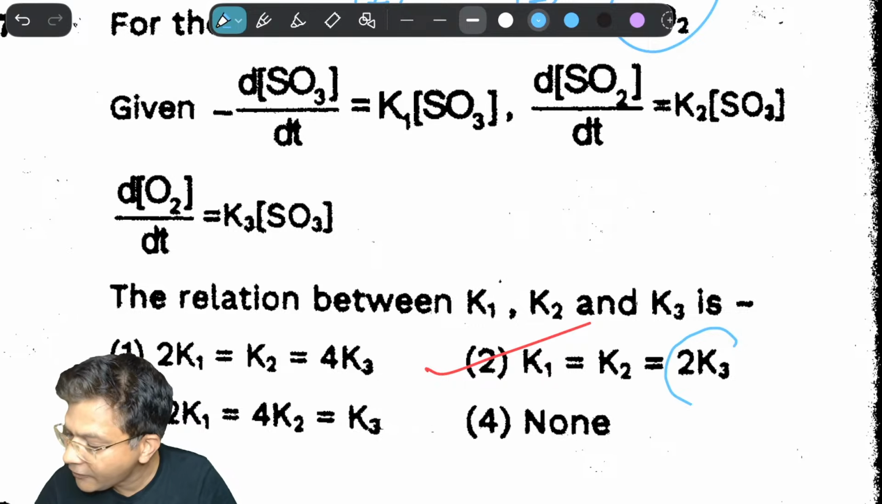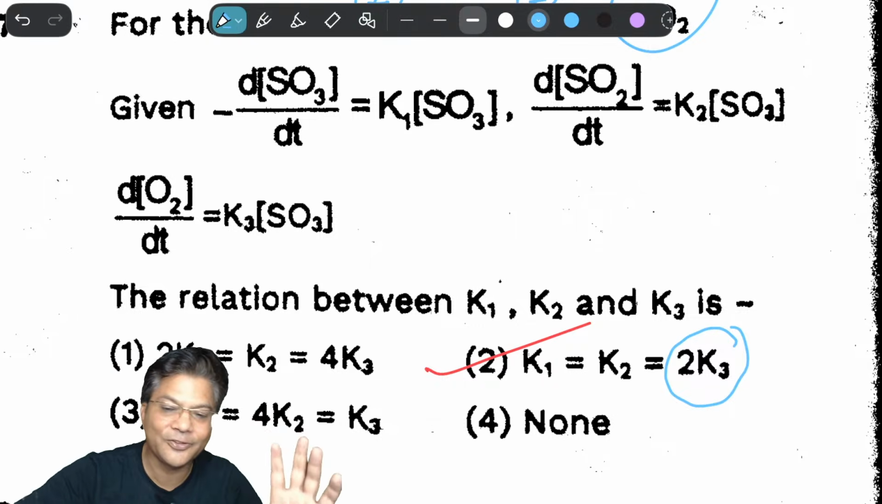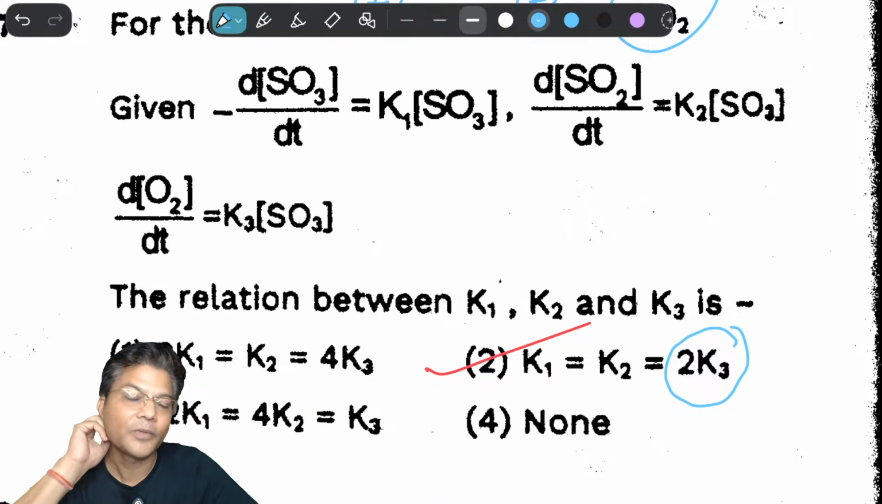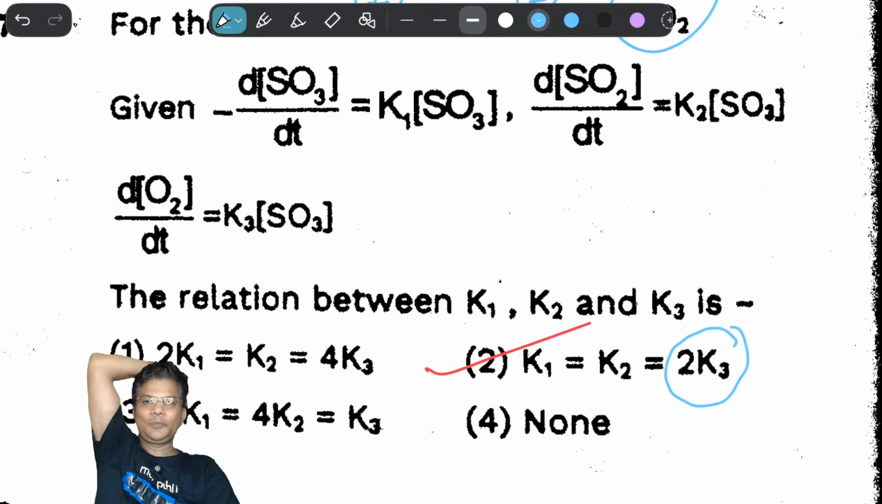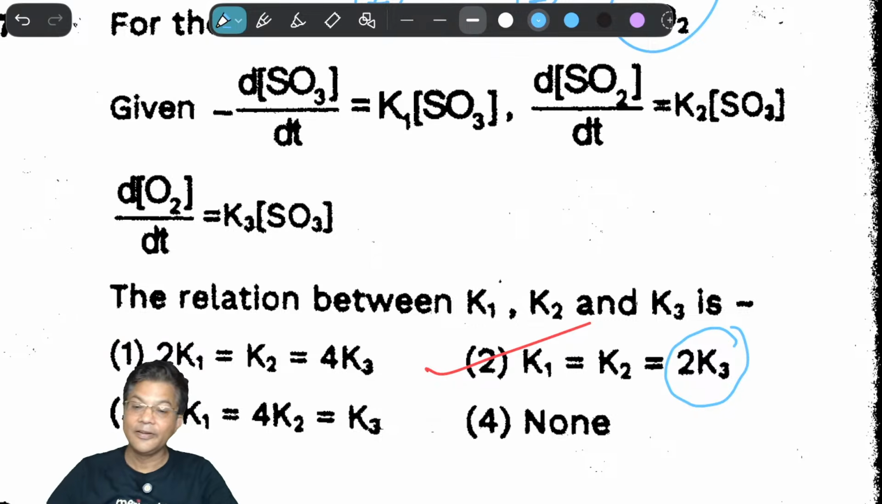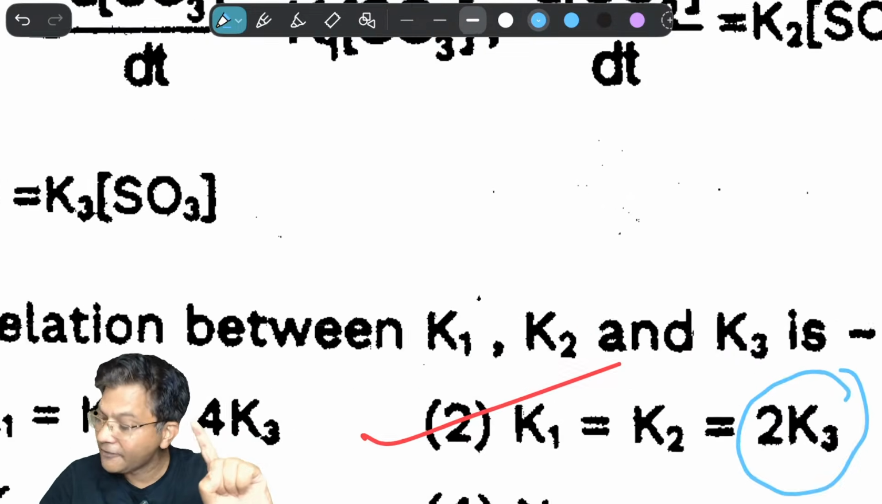This will be half or twice of. How many of you are getting confused over here? That it should be half or twice. Half or twice. There we said half.